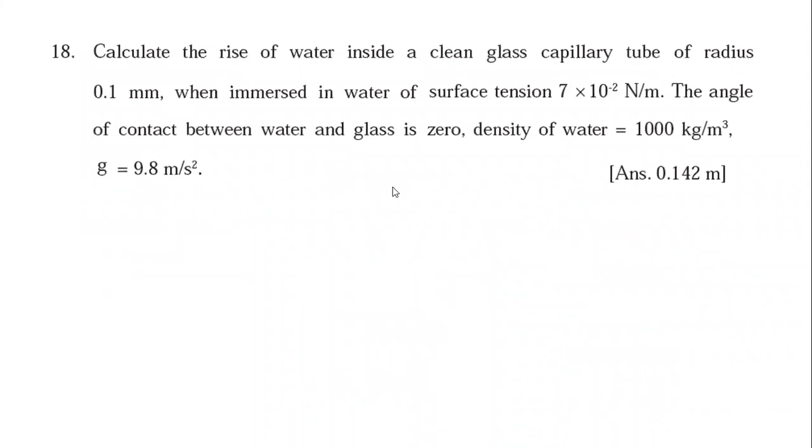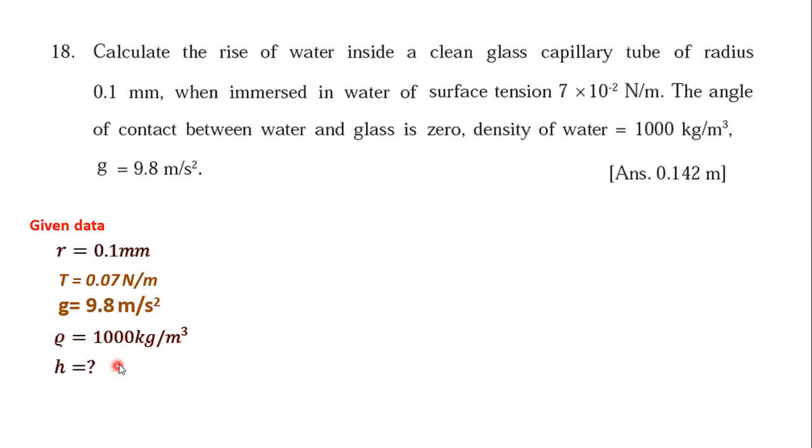Now next question is problem number 18 from the exercise. Calculate the rise of water inside a clean glass capillary tube of radius 0.1 mm when immersed in water of surface tension 7 into 10 raised to minus 2 Newton per meter. The angle of contact between water and glass is 0. Density of water is 1000 kg per meter cube. g is 9.8. So let me enlist all the data. R 0.1 mm, surface tension 0.07 Newton per meter, g is 9.8 meter per second square. This R we can write in meter by multiplying 10 raised to minus 8. Density is 1000. We have to find out H.